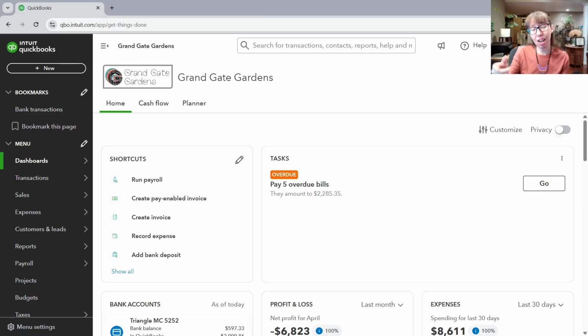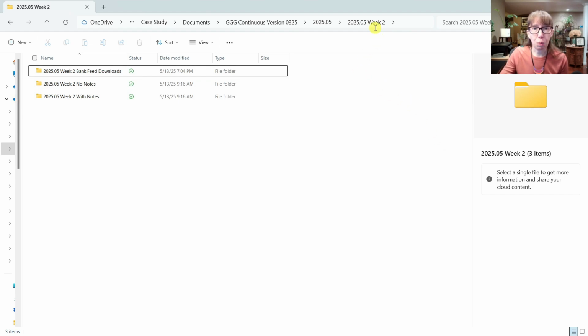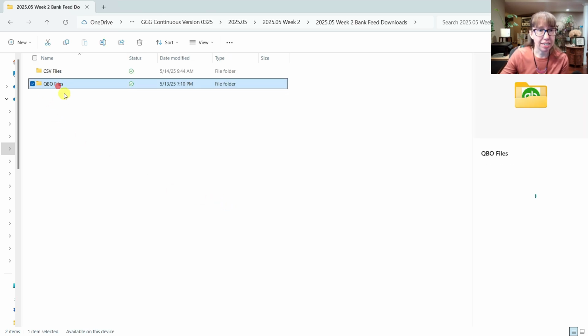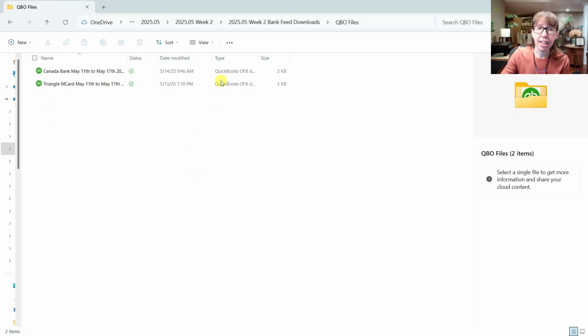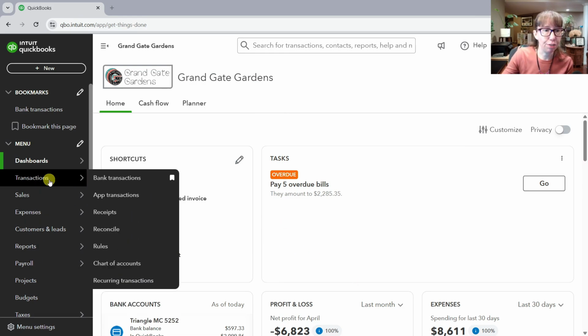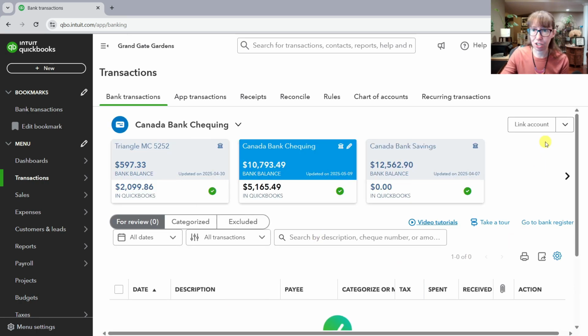Once again, I'm logged into my QBO for my Grand Gate Gardens case study, and this week I have open May week 2. So first thing we're going to do is download the bank feeds. I'm going to download them from the QBO files. Even though I don't start with clearing the bank, it's always helpful to have the bank feed there to refer to. So that's why we start with importing the transactions.